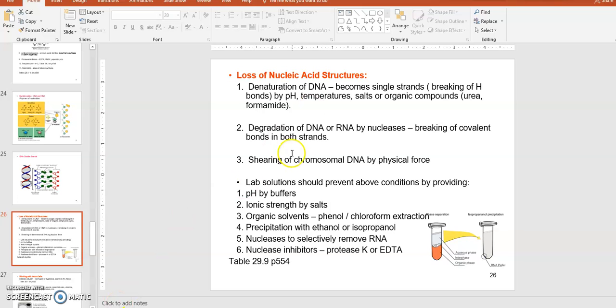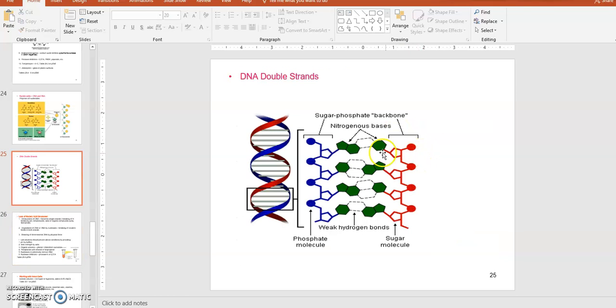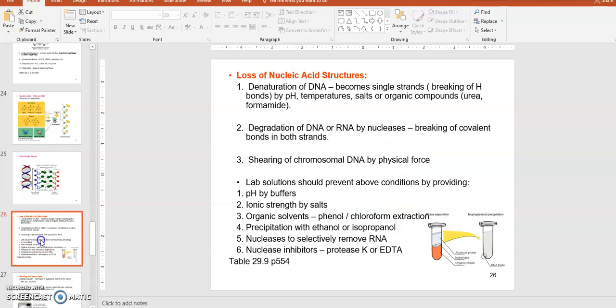Okay. And then degradation could also happen, just like proteins. There are enzymes that can chew up your DNA, RNA molecule. We call those enzymes nuclease enzymes. They can break down the bonds that are formed between nucleotides. What do you call those? Phosphodiester bonds. Those are very strong covalent bonds, and those bonds could be broken up by these nuclease enzymes. So we call that degradation.